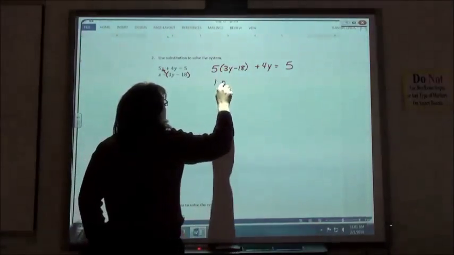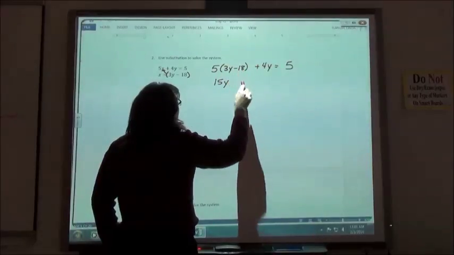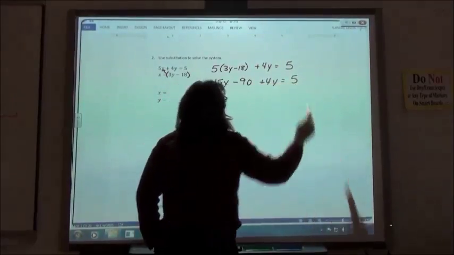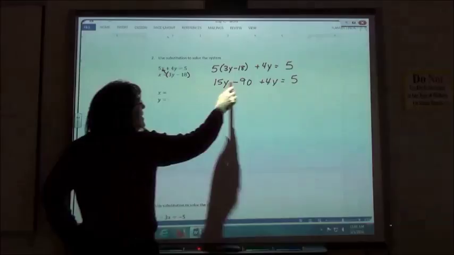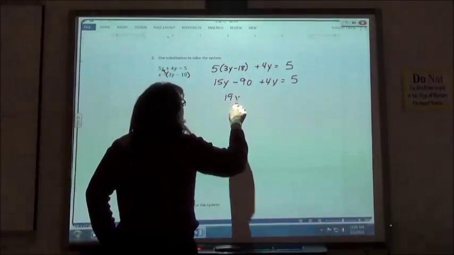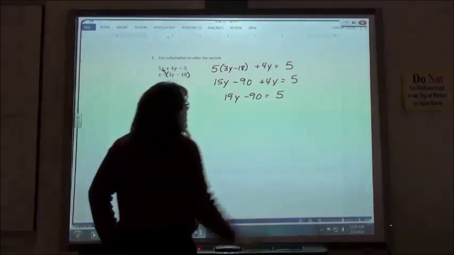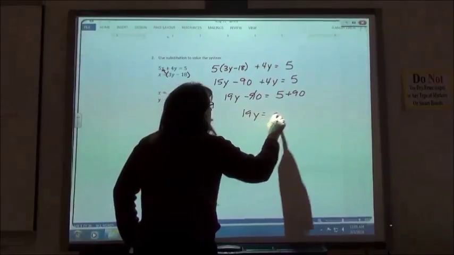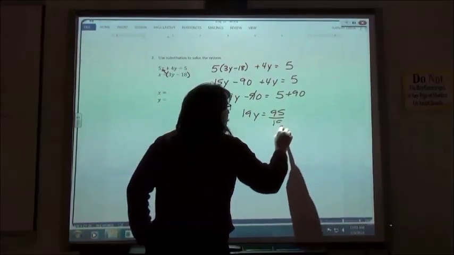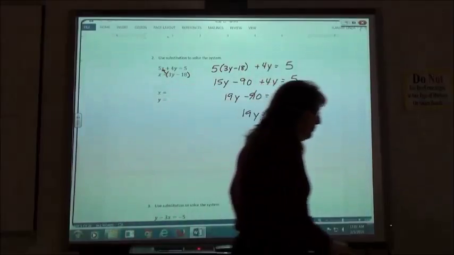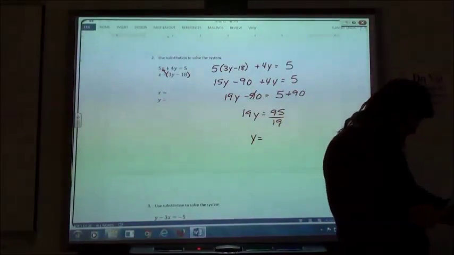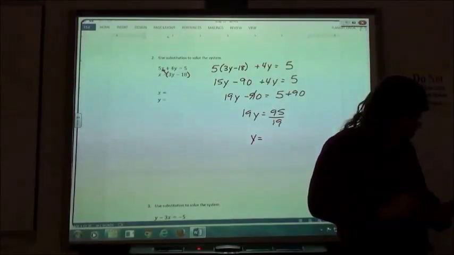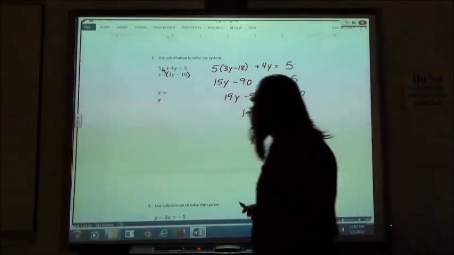5 times 3y would be 15y. 5 times negative 18 would be minus 90. Plus 4y equals 5. Combining my like terms, 15y plus 4y would be 19y minus 90 equals 5. I would go ahead and add my 90. So 19y equals 95. And then I have to divide by 19. 95 divided by 19 is 5. So y is equal to 5.